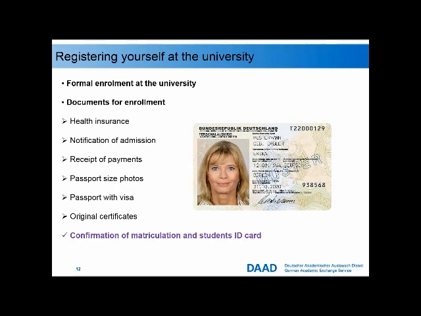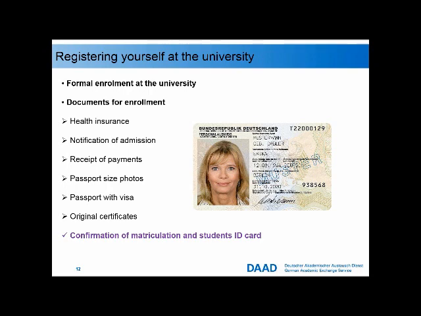Registering yourself at the university. So basically, you have to enroll yourself at the university. For this enrollment, you need health insurance, admission letter, payment receipt if there are any fees or other enrollment charges, some passport size photos, the visa, and the original certificates. And then the university will give you the immatriculation card, that's the student's ID card.